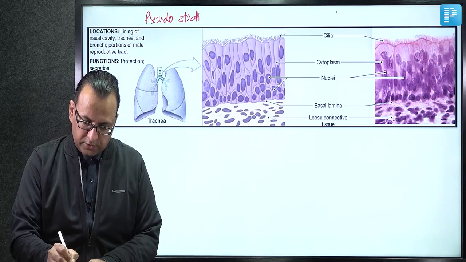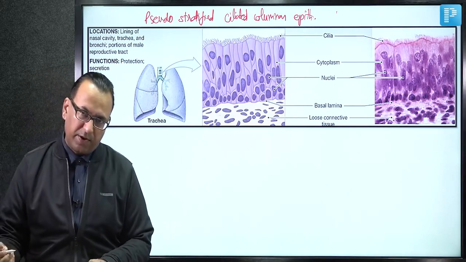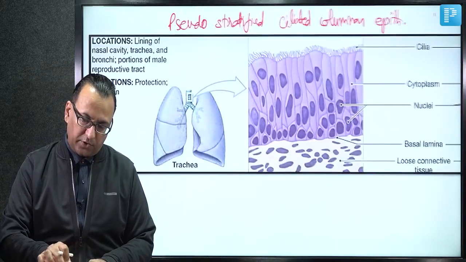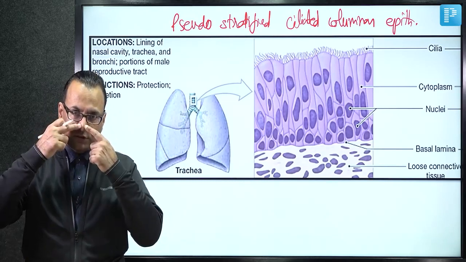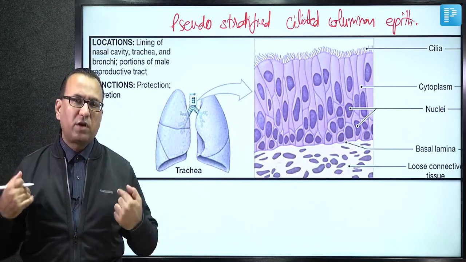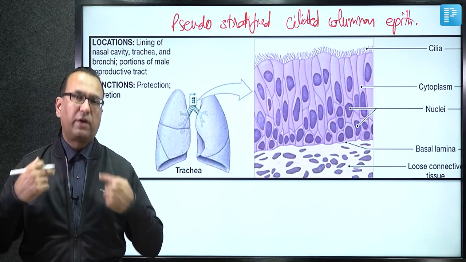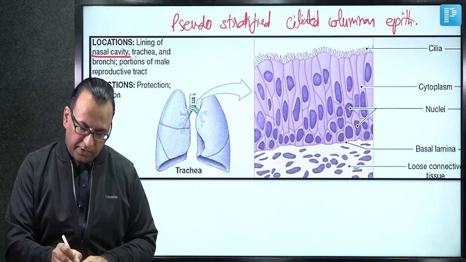Pseudostratified ciliated columnar epithelium. Where do we find such an epithelium? In the respiratory tube, as we have mentioned. And along with the respiratory tube, where else? Actually, in the respiratory tube, it begins in the nose region, moving on to the larynx, the trachea, the bronchus. Beyond the bronchus it will change further, but till the bronchus, this is the epithelium we get. So, nasal cavity, trachea, bronchi.